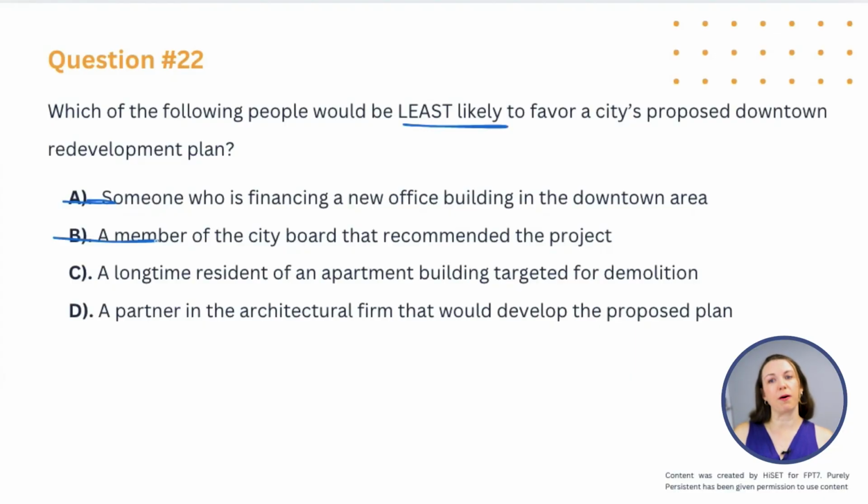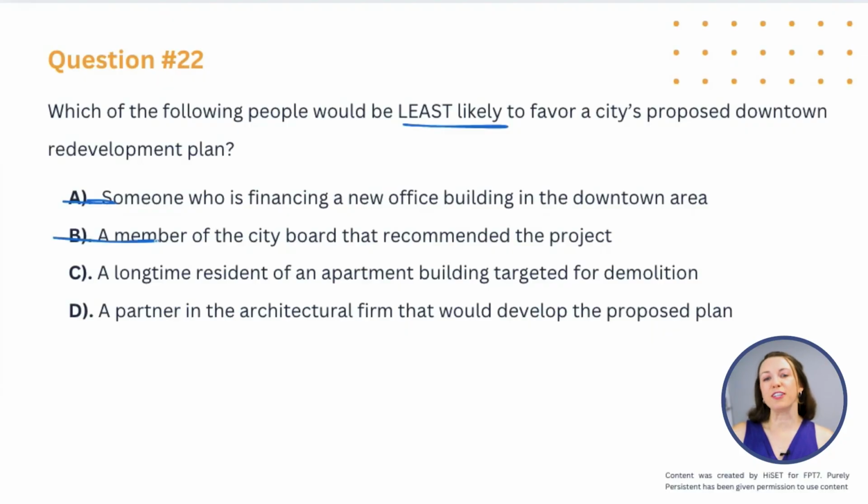They recommended it, right? C, a longtime resident of an apartment building targeted for demolition. Okay, so this person has lived in the downtown area for a long time. Maybe they're in an apartment that is starting to crumble, but they've lived there for so long, right? They want to stay there, right? They're not going to be like, hey, let's revise this downtown area and demolish this building I'm in, right? Let's look at D, a partner in an architectural firm that would develop the proposed plan. Of course, this person's for it. So the answer is C.